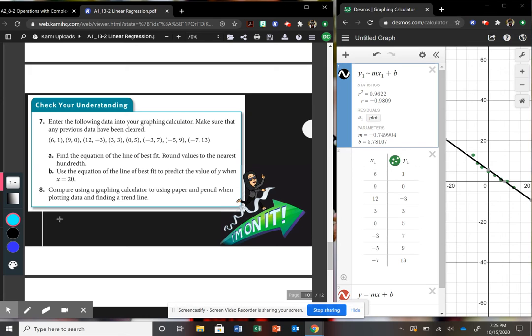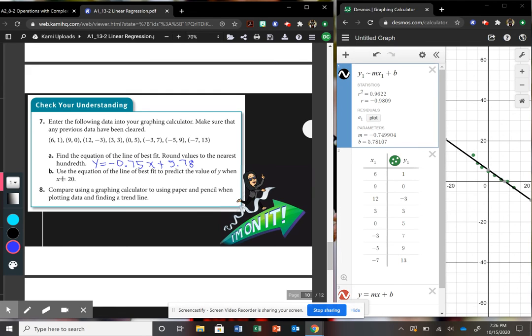Okay, so I need to write, so here it says find the equation of the line of best fit. So my line of best fit is y is equal to, and what's my m? My m is negative 0.75, and it says round values to the nearest hundredth. Okay, so this would be rounded up to a 5. x plus b. What's my b? 5.78. Okay, and there you go. I use linear regression to find my line of best fit.